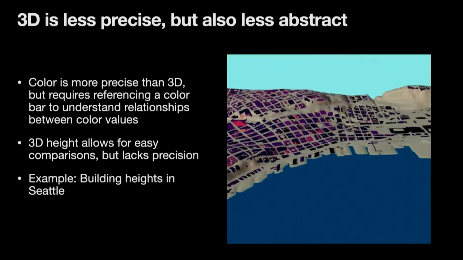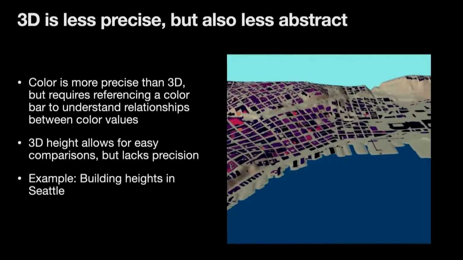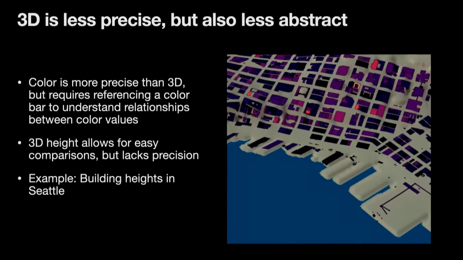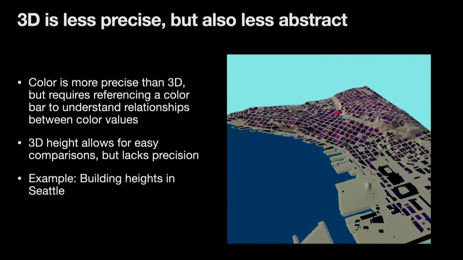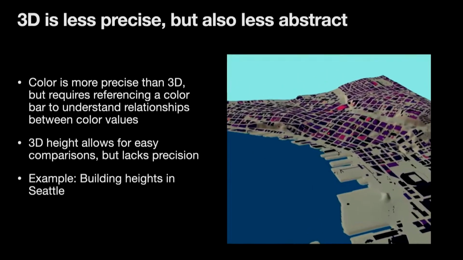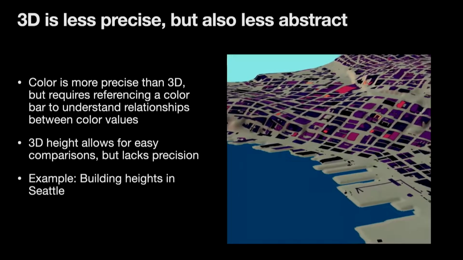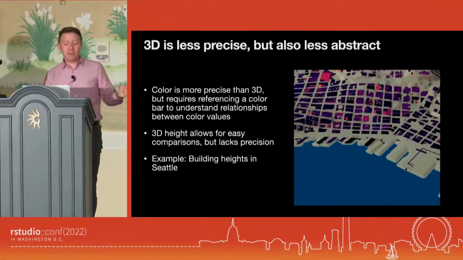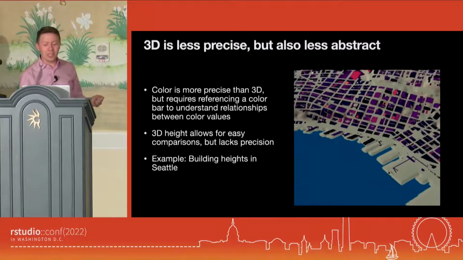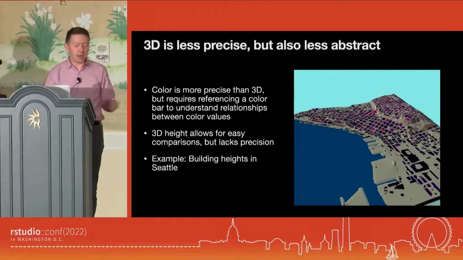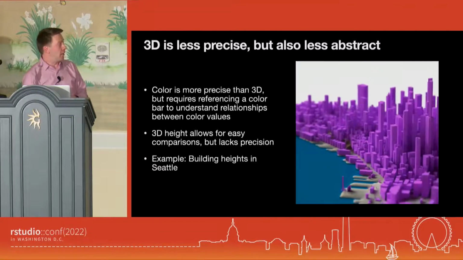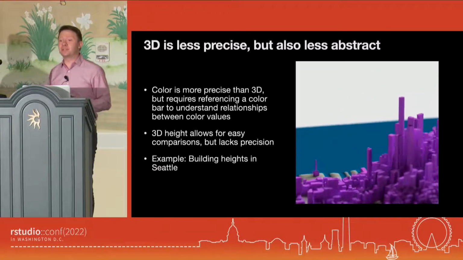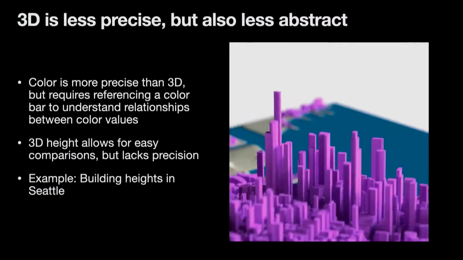So one reason you might consider using 3D instead of color is that encoding data to color requires the viewer to reference a color bar to understand the ordering of the data, as there's no intuitive reason why some colors correspond to lower values and some colors correspond to higher. Here, I plotted the heights of buildings in Seattle, Washington by mapping the data to color. Height, on the other hand, intuitively allows you to judge which values are less than or greater than others.